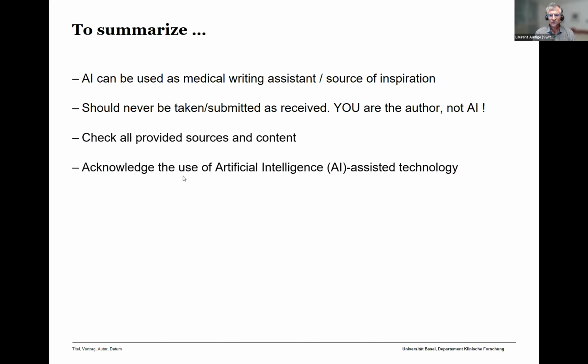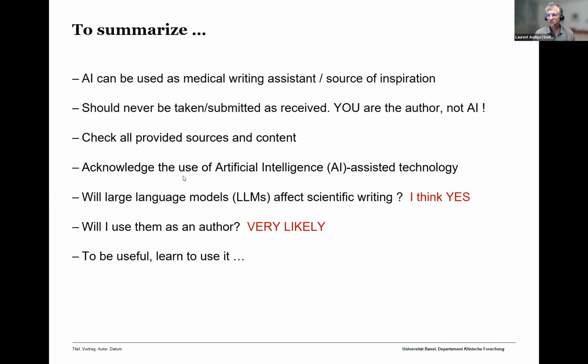Now you have to check everything, the text as well as the content and the source, and then acknowledge if you use AI. I think that it's like any tool we use. I think that it would be fair and honest to tell what steps have been done under which circumstances. Now, to the question, will large language models affect scientific writing in the future?